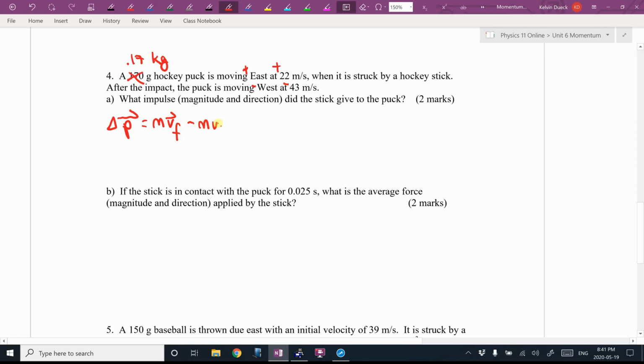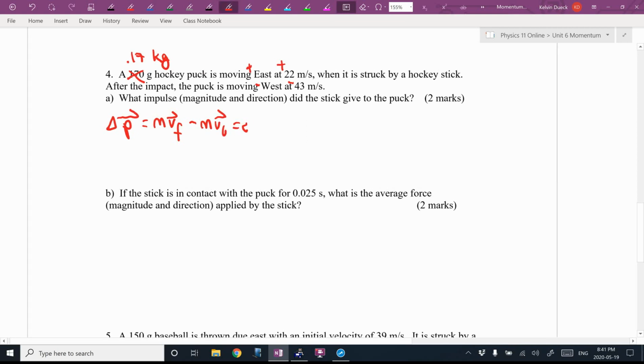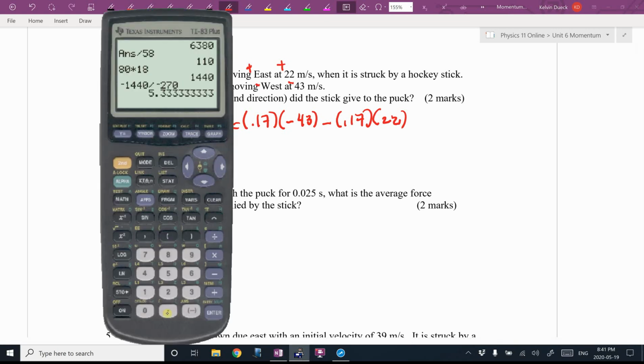So I think since I have a final and initial velocity, it's going to be mv final minus mv initial. It's going to be m, 0.17, v final negative 43, minus 0.17 positive 22. The change in momentum is going to be 0.17 times negative 43 minus 0.17 times positive 22.